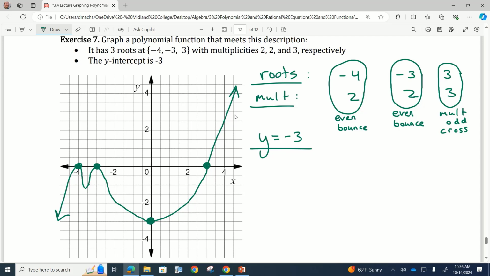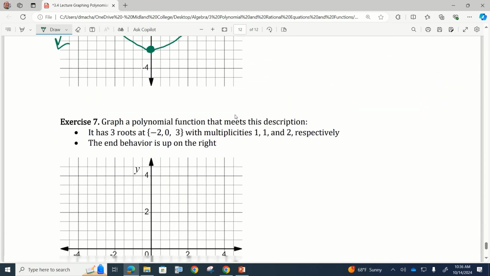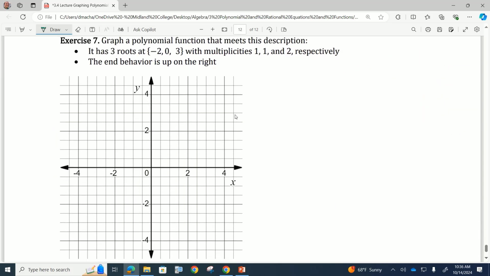Hopefully this question is easier because you don't actually have to do any of the work: figuring out what the roots are, figuring out what the y-intercept is, figuring out the end behavior. You just got to connect dots. You've got to remember this multiplicity rule. Let's do another one. This will be our last one for today. We want to graph a function that meets this description. It has 3 roots at -2, 0, and 3, and those roots have a multiplicity of 1, 1, and 2.